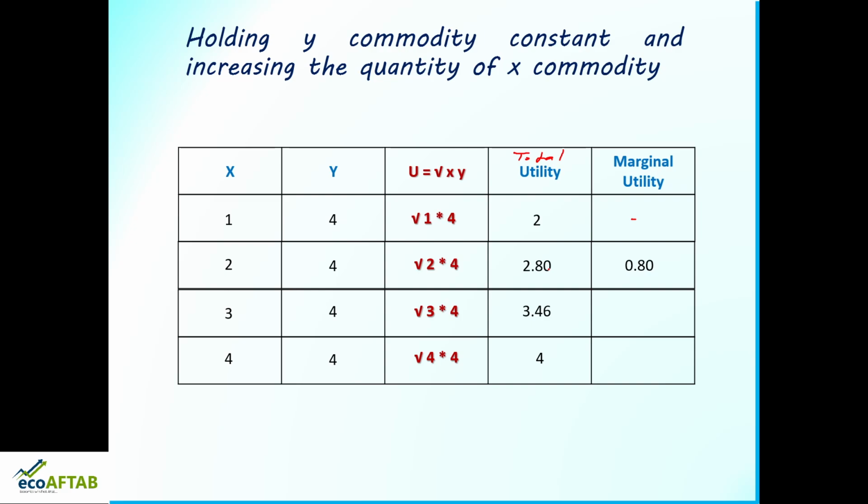You can see here the utility has decreased. It was 0.80, now it has become 0.66. The difference between this utility and this utility, that is 3.46 minus 2.80, is giving us 0.66. And lastly, with regard to the fourth unit, what is happening to the change in utility? It is 4 minus 3.46, and that is 0.454. So clearly here you can see what is happening to our marginal utility.